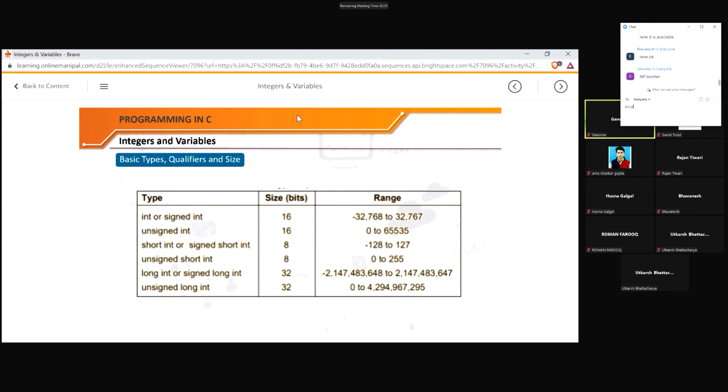Also one thing, everyone: whichever chapter we are going to do, always do a quick read of the PDF once. If you read it once or twice, you may not be able to understand it completely, but there will be some grasp over what we are going to do. That will help you actually.